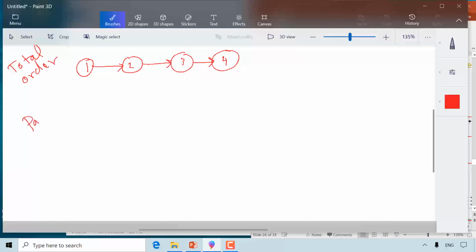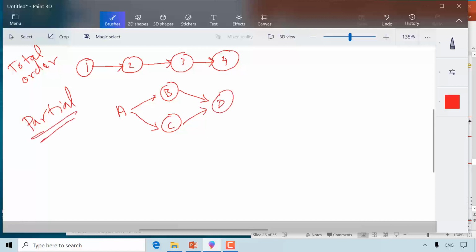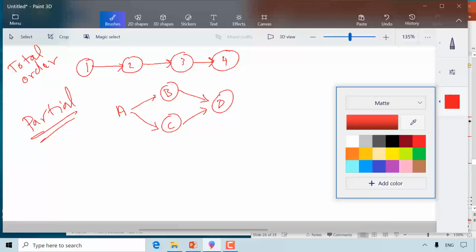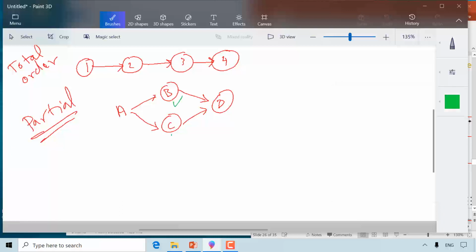Partial ordering: if I say that A comes before B and it comes before C, and both of those come before D, for instance, if I define this relationship, then this is a partial ordering. Notice I did not state a relationship between the order of B and C, so that's why it's partial.